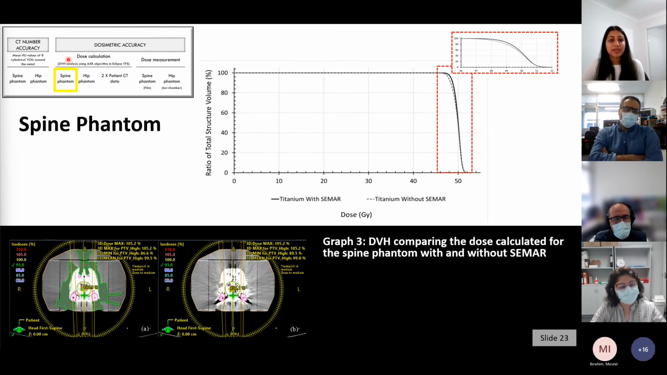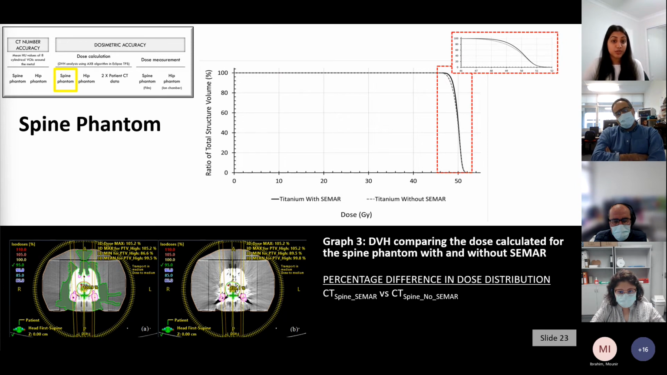So moving on to the dosimetric accuracy of SEMAR, the graph shown here is a DVH analysis of the spine phantom. And it is based on the plan shown here, where on the left is the plan with manual density overrides, i.e. without SEMAR, and the screenshot shown on the right is a plan with SEMAR, so no overrides.